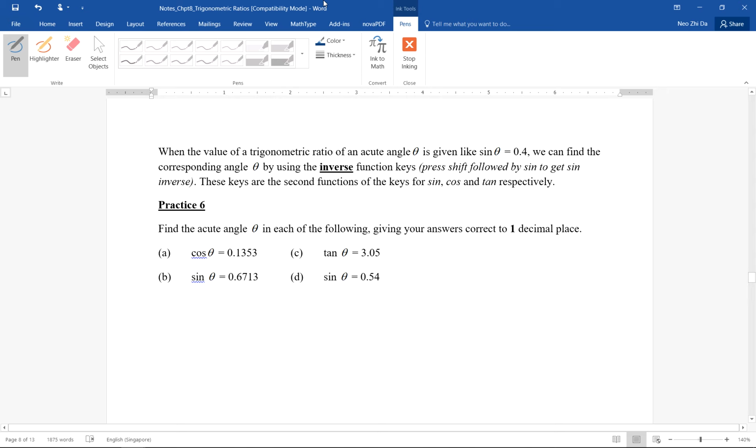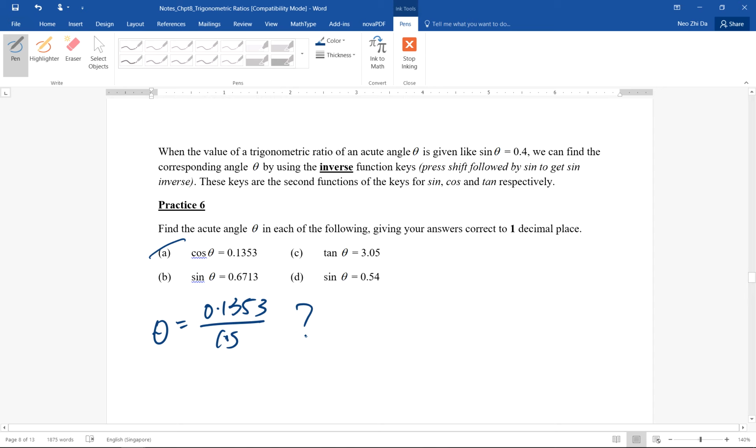So this is the second portion. They tell you that the trigo ratio, cosine theta for part A, is 0.1353. They ask you to find the value of this theta, such that when you take cosine of this angle, it will give you 0.1353. So how? You will need to remove the cosine. Now, how do you remove the cosine? Is it like that? Is this the way to remove the cosine? Yes or no? Of course not.